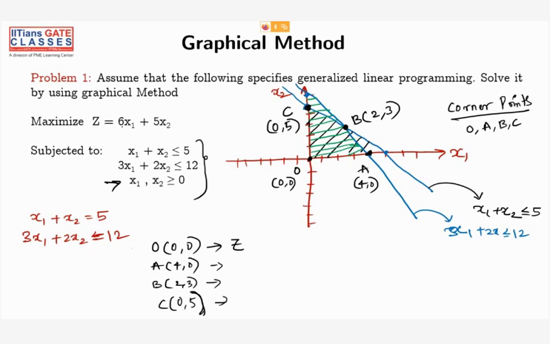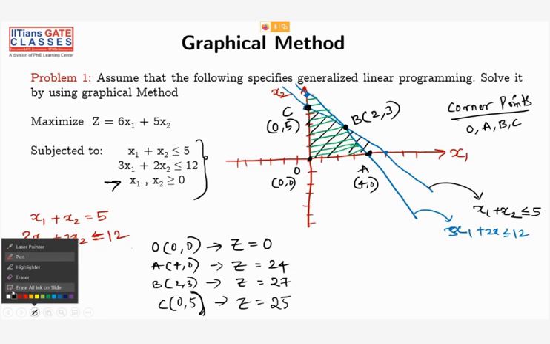So 6 into 0 plus 5 into 0 is a total value of 0. You substitute (4, 0) here, that is 6 into 4, which is 24, plus 0, that is 24 here. For (2, 3), substitute: 12 plus 15, that is 27. And if you substitute this, 5 fives are 25, that is your 25.